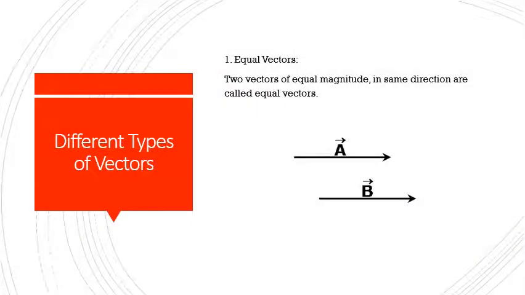Students, there are 11 different types of vectors. Okay, so we'll see one by one. First type is equal vectors. Two vectors of equal magnitude in same direction are called equal vectors. Look at the diagram, students. I have given vector A and vector B. Both are having equal magnitude and both are specifying the same direction. Look at the arrow mark. Okay, so both are specifying the same direction. So this kind of vectors are called equal vectors.